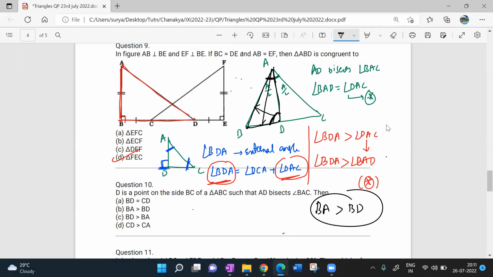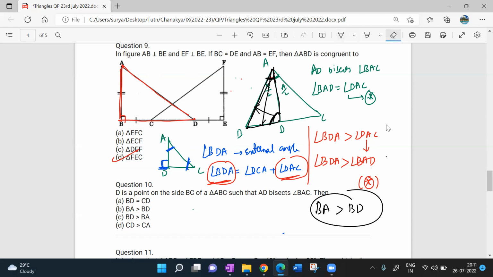Is it clear now? Any doubts? Lalitji, hope I cleared your doubt. Sir, as you said, BAD is equal to CAD, so BD is equal to CD, right? Angles, not sides. Who said a side, man? Angles.